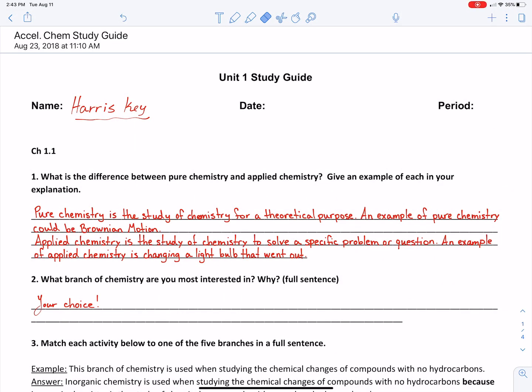All right, guys, this is the study guide key. Ignore that it says accelerated chemistry. That was just what my last class was called. So this is our Unit 1 study guide.